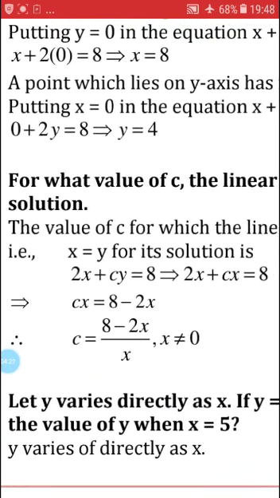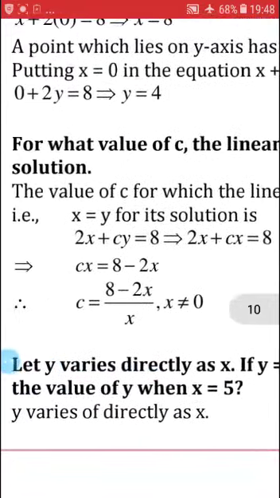So let us put x is equal to y. So 2x plus cx is equal to 8. So cx is equal to how much? 8 minus 2x. Therefore, c is equal to (8 minus 2x) by x, where x is not equal to 0. Is that okay? Please write this question.